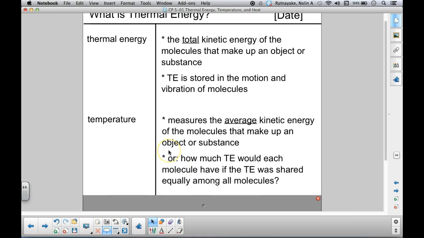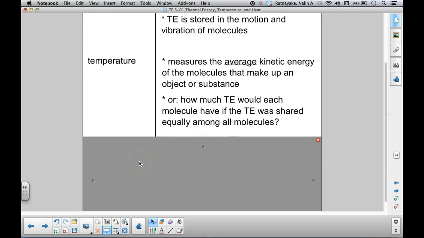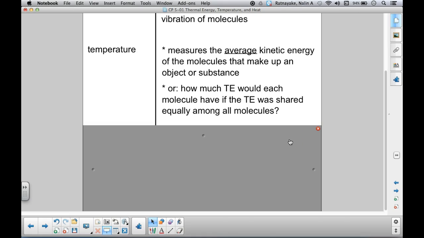A way you can think about this that helps make that a little bit clearer, I hope, is to think about it in terms of this question. How much thermal energy would each molecule have if the thermal energy was shared equally among all molecules? That's a way of thinking about temperature. It's not the total amount in the whole object. That total amount of kinetic energy of the molecules is thermal energy. It's what is it on average per molecule, and that's going to be what we call the temperature.